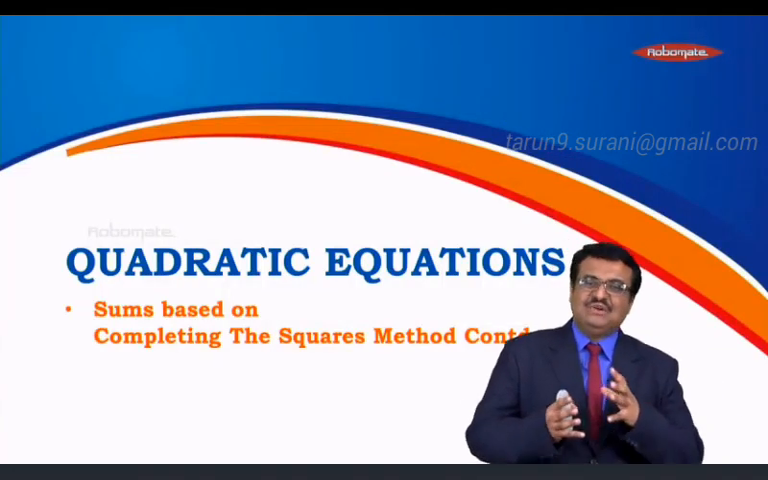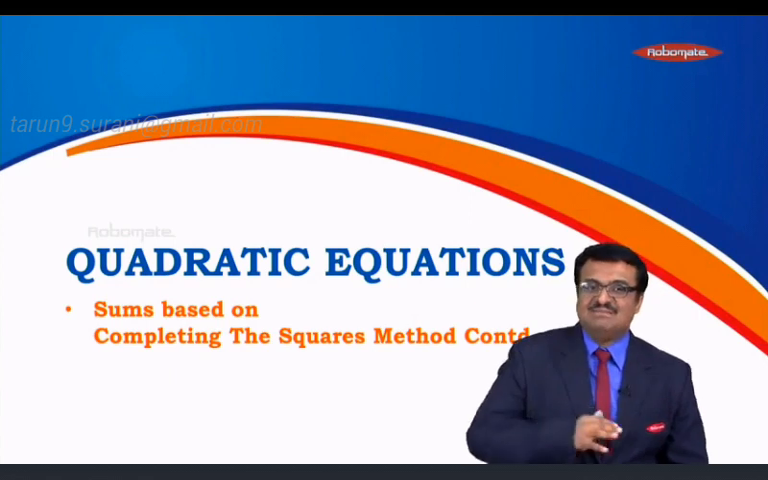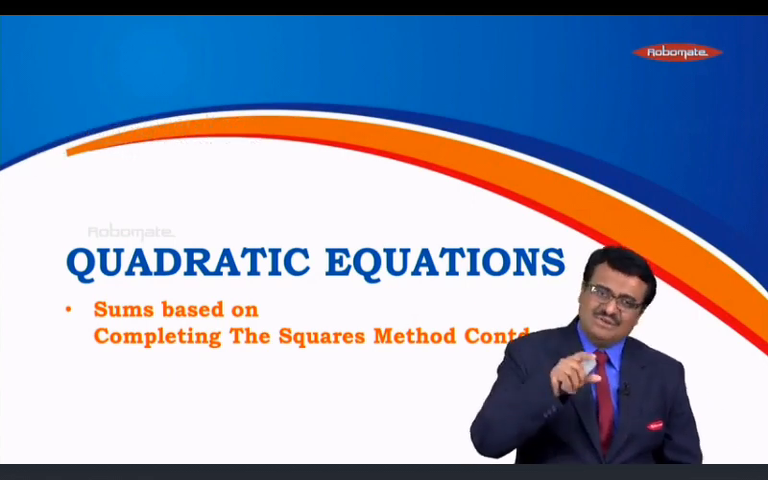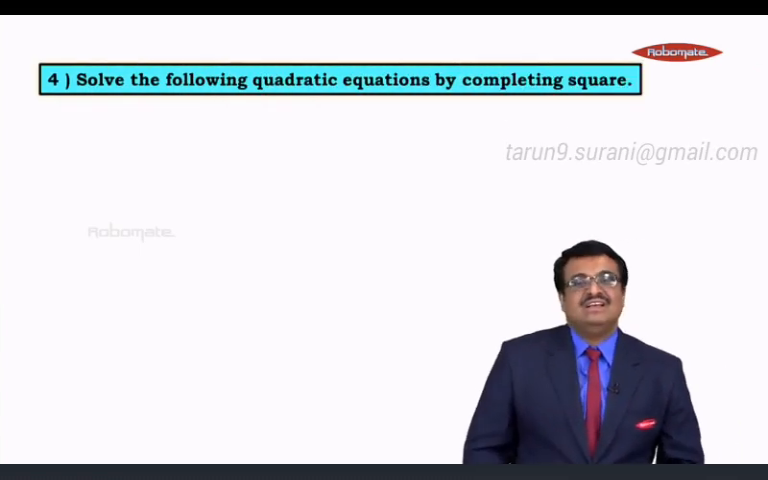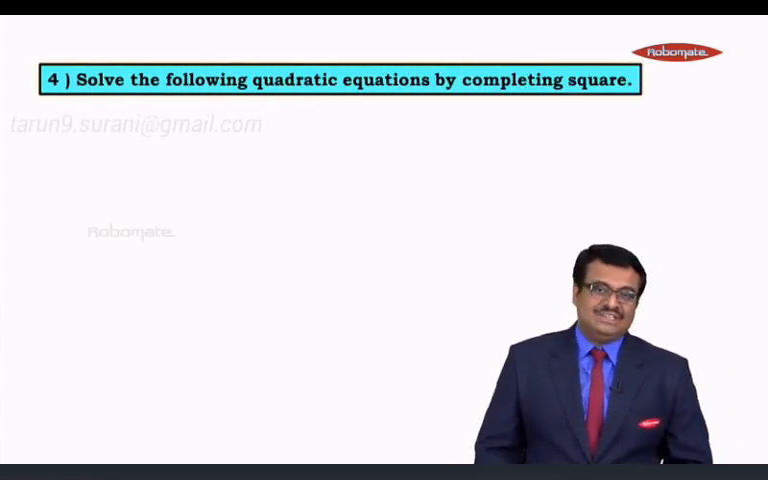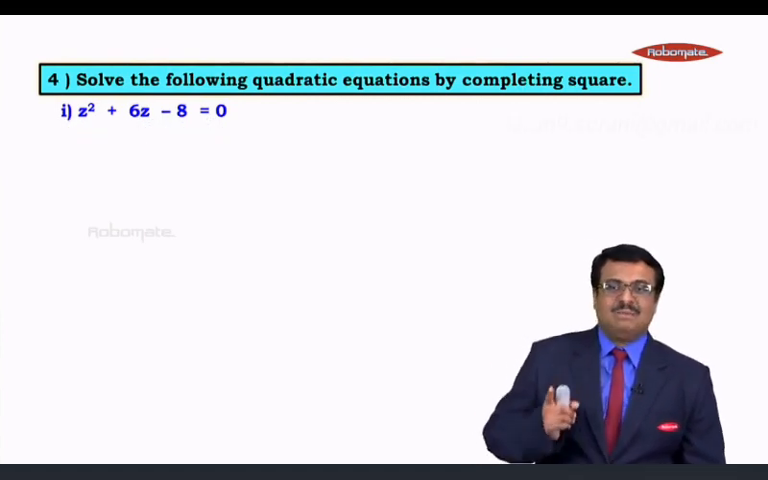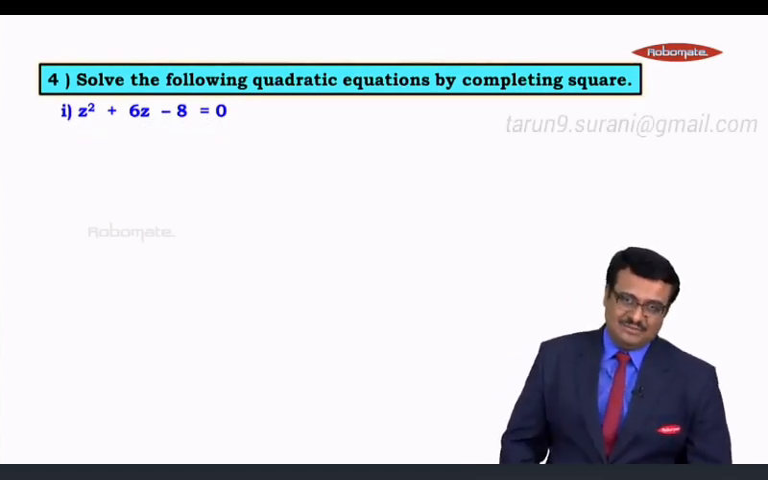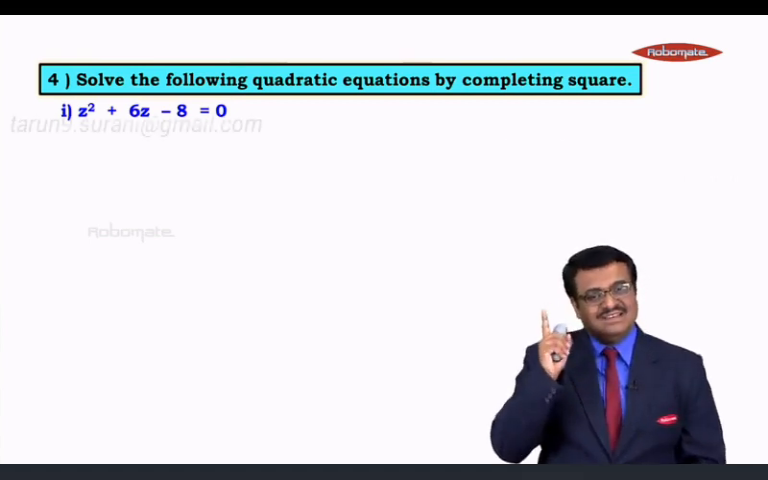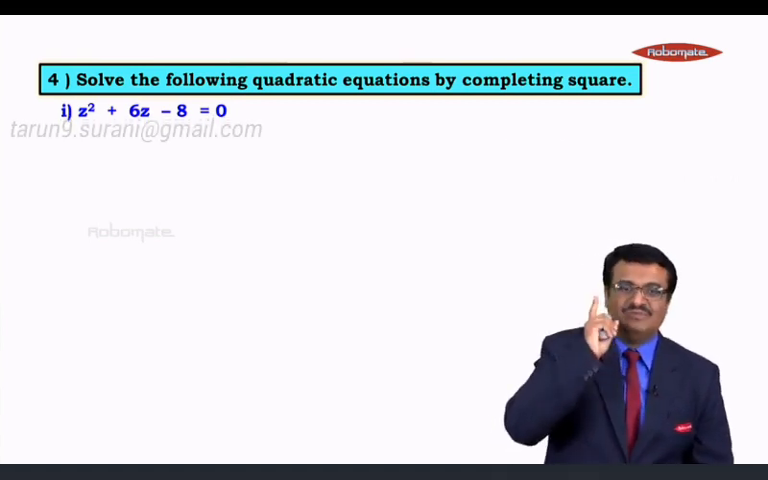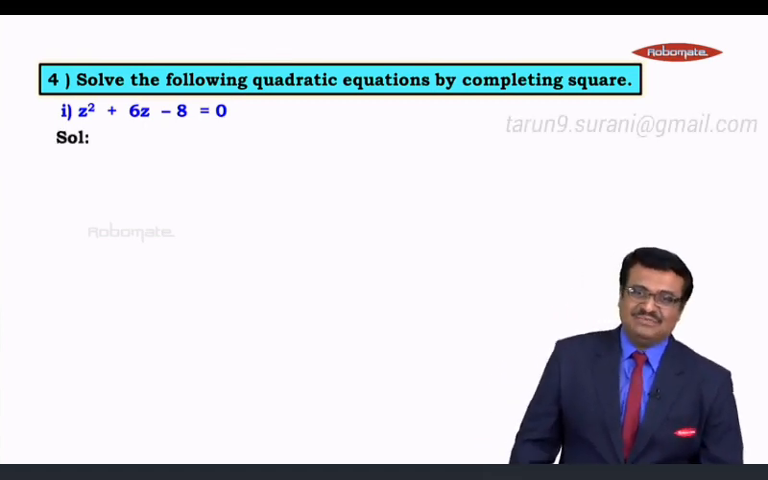We learnt the introduction on the completing the squares method. Now here we will see the sums based on it, and once you see the sums you will understand the introduction also, right? Now solve the following quadratic equations by completing the squares method. The question is this: z square plus 6z minus 8 is equal to 0. If you remember, this same example we had considered in the introduction, so we are using the same.